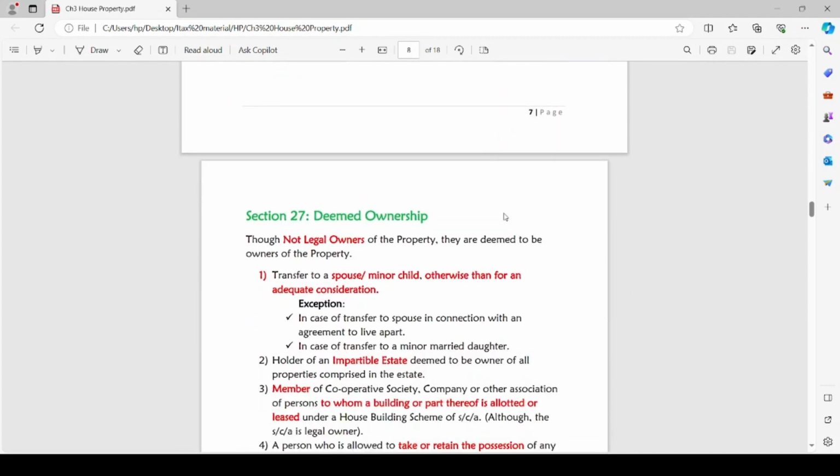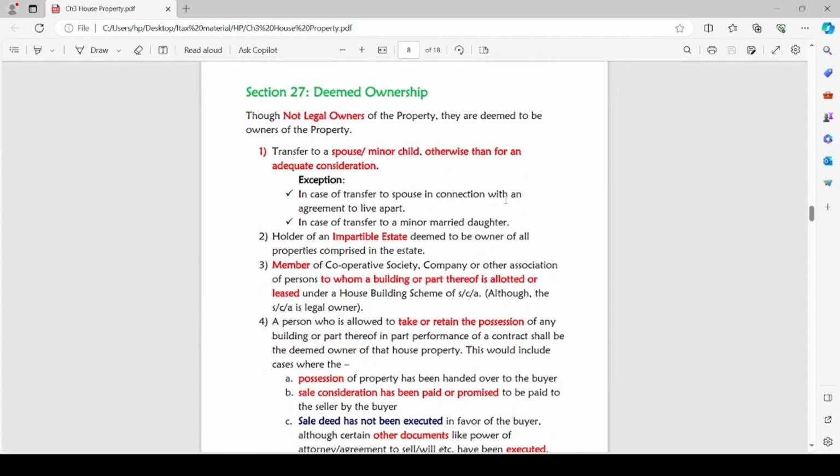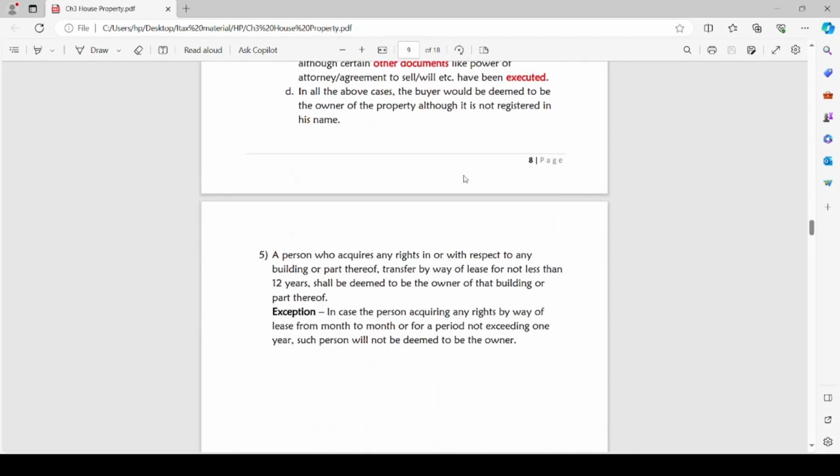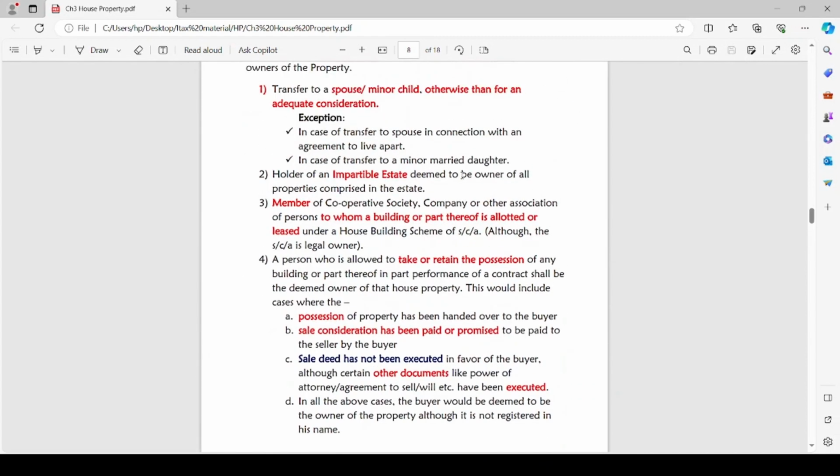Heading to our next section, that is section 27, deemed ownership. There are a few cases where though the assessee is not the legal owner of the property, the assessee is deemed to be the owner of the property. Though not legal owners of the property, they are deemed to be owners of the property. What are such cases? There are 5 such cases and let us discuss them one by one.